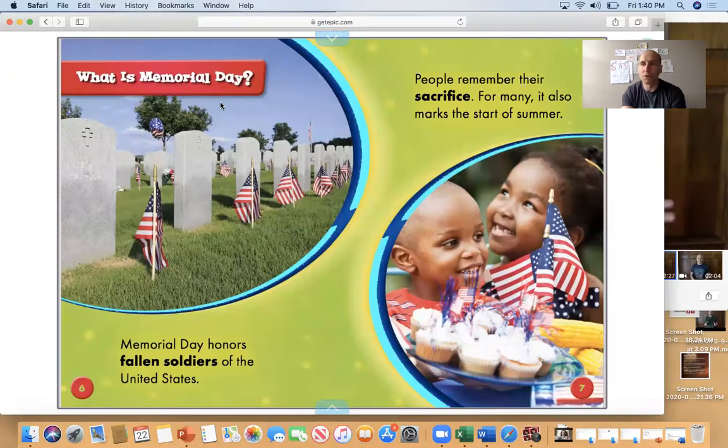What is Memorial Day? So by them asking a question in the heading, we know by the end of this page, we're going to be able to answer this question. Answer, what is Memorial Day? Memorial Day honors fallen soldiers of the United States. People remember their sacrifice. For many, it also marks the start of the summer. So, on Memorial Day, boys and girls, we honor those soldiers that passed away.